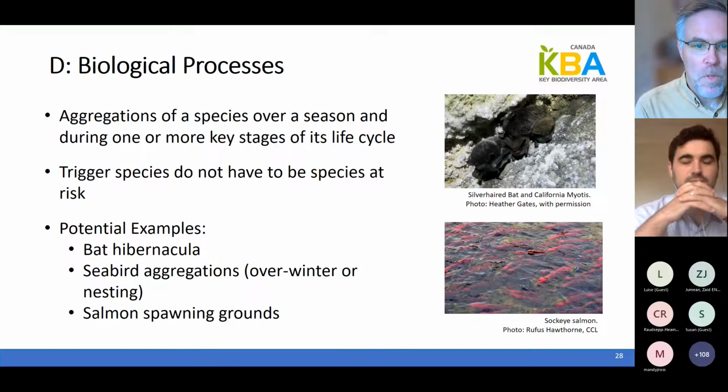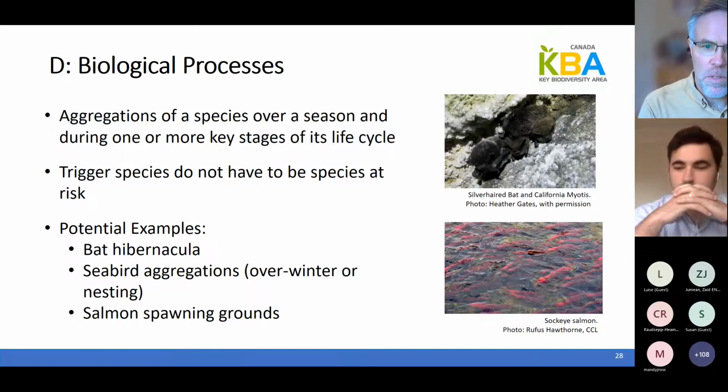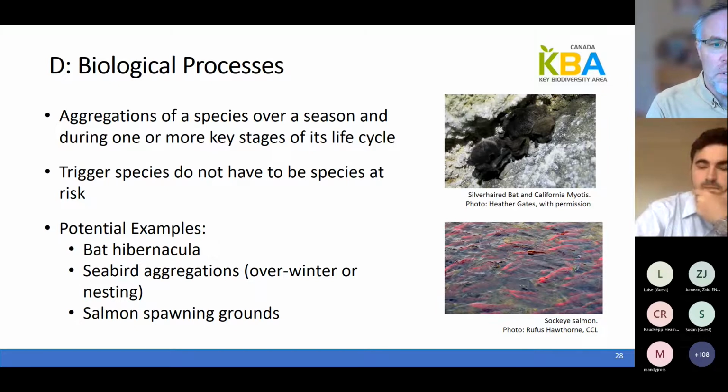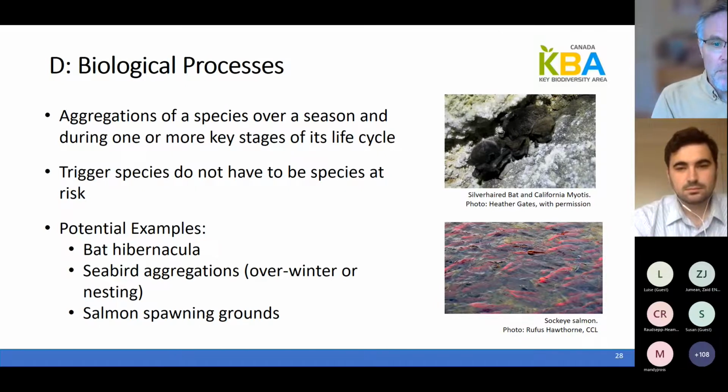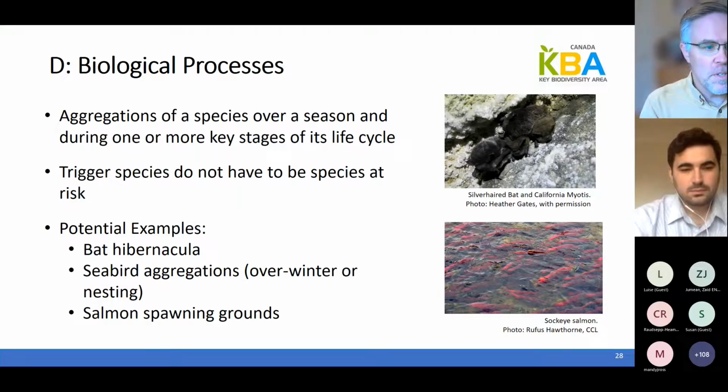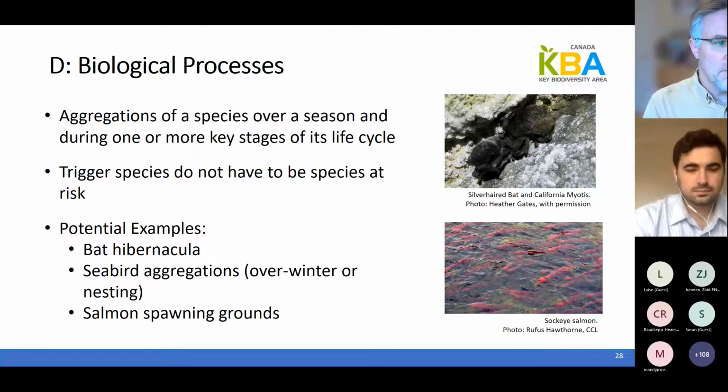On Criterion D, we look at ecological processes. These include large aggregations, areas that are critical during times of environmental stress, or for recruitment during the breeding process. Examples of potential areas in BC include large bat hibernacula, seabird or shorebird aggregations, some seasonal aggregations, or relatively restricted salmon spawning areas that meet the reproductive aspects. Like other criteria, these have quantitative thresholds that must be documented for approval as a KBA. Next.